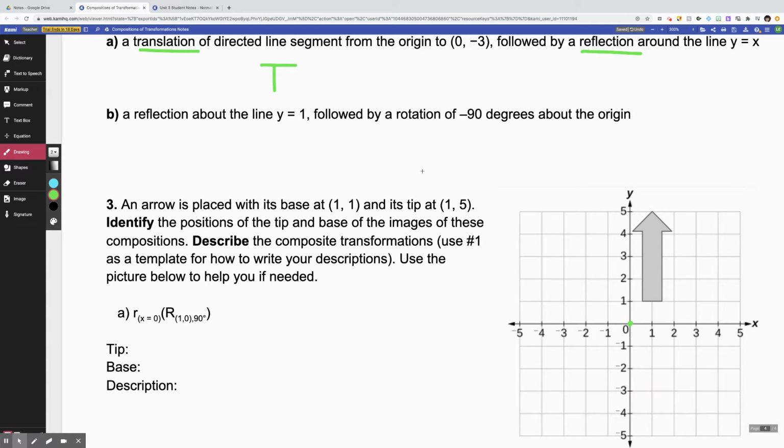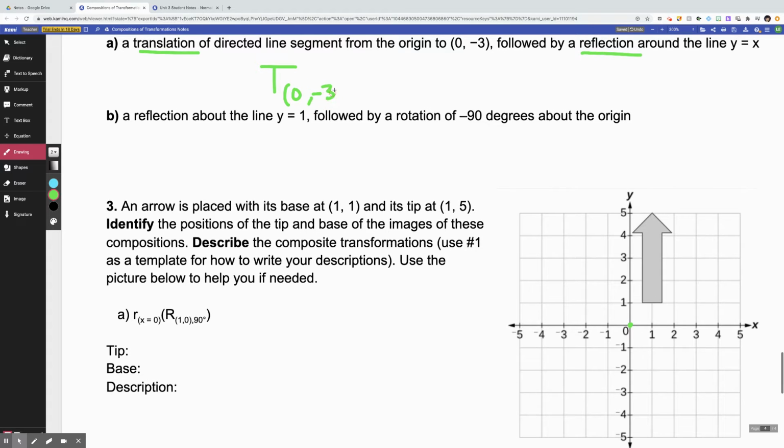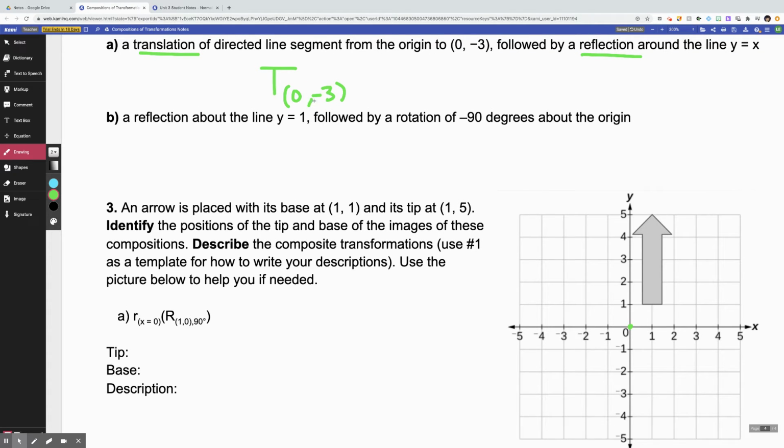And in what direction. Okay, so this is a translation of 0, -3, where we're not moving left or right at all. So 0 for x, and then we're moving down 3 units. Okay, so that comes first.